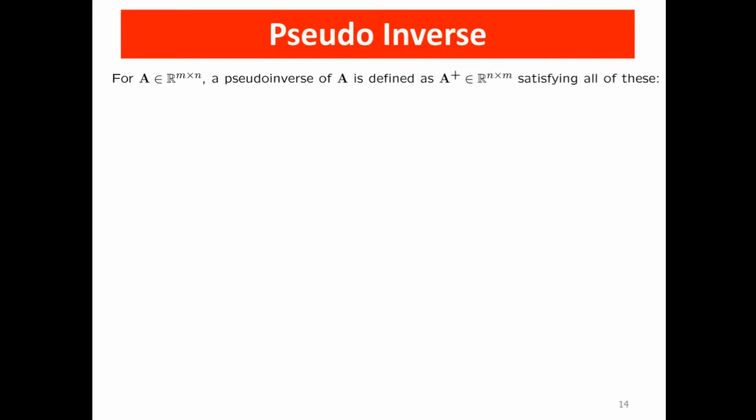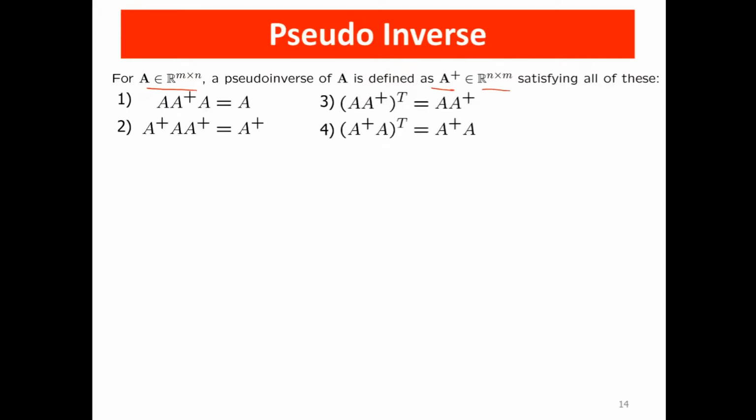For any matrix A that's m times n dimensional, the pseudo-inverse of A can be defined as A plus, which will be n times m dimensional, same dimension as its transpose, and the pseudo-inverse will satisfy all of these four properties. A times A plus times A is A, A plus times A times A plus is A plus, A times A plus transpose is A times A plus, and finally A plus times A transpose is A plus times A.